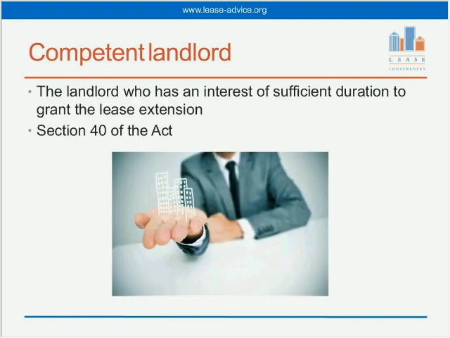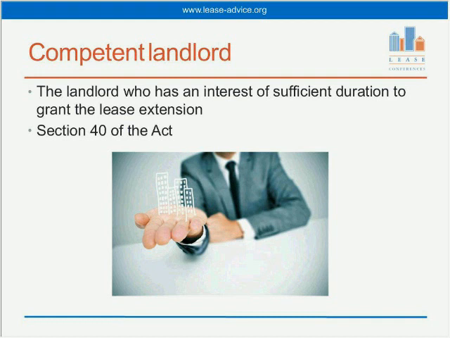So who is the competent landlord? The competent landlord is the person or entity who has an interest of sufficient duration to grant the lease extension. And that definition can be found in Section 40 of the Act. So if it's a freeholder, a head landlord, an intermediate landlord, and an underlessee, then it's usually going to be the freeholder, because the head lease may just be three days or so more, a little bit more, a fag end more than the period left to go on the underlease.